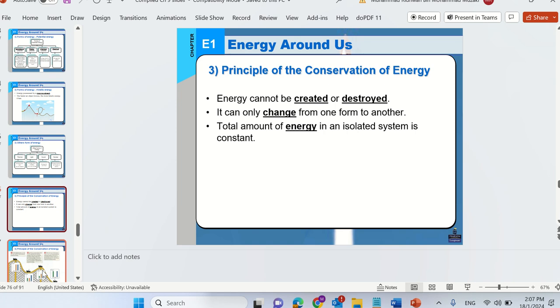Now, this is one principle that you must remember, and this is the principle of the conservation of energy. Energy cannot be created or destroyed. You cannot create it from scratch, and you cannot destroy its existence. It can only change from one form to another. The total amount of energy in an isolated system is the same at any point of time, even though conversion can occur. Let's use this as an example. Make sure that you are filling in the keywords for this.